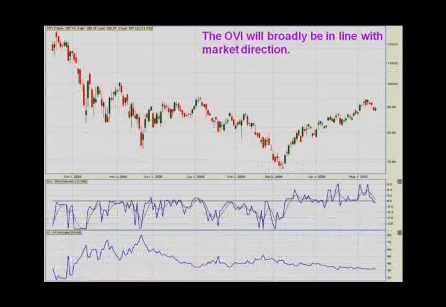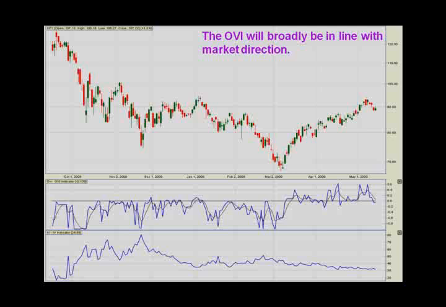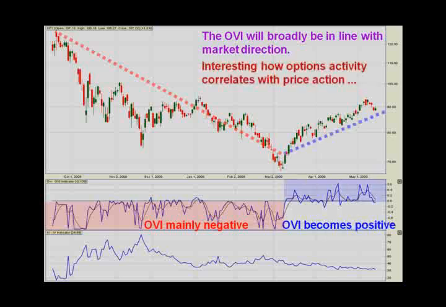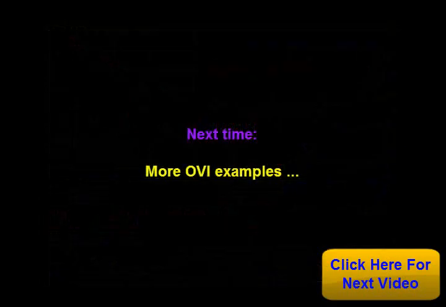So the OVI will broadly be in line with market direction. Yes, it does fluctuate a lot from day to day, but you can see here that as the stock market goes down, this again is the S&P, the OVI is mainly negative, and as it goes up, as the trend changes, this is the major trend changing, it then goes up. It changes personality almost instantly. So we can see clearly that when it comes to the major trends, the options activity in terms of buying and selling options correlates very closely with price action. This is really, really interesting.